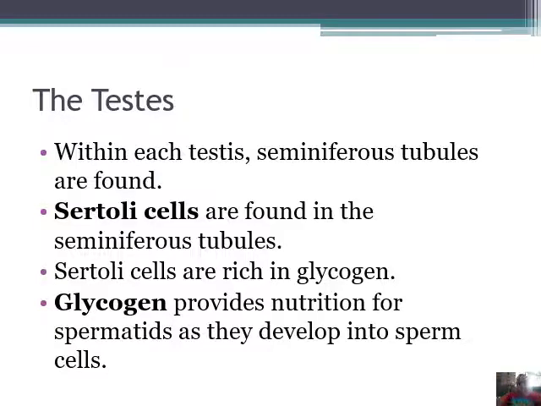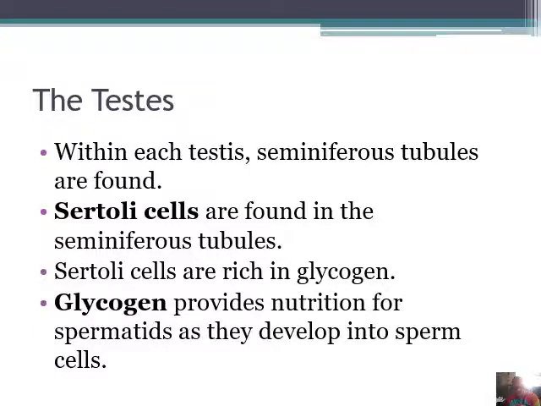Within each testicle, the seminiferous tubules are found, and those seminiferous tubules are lined with two specific kinds of cells. The first kind is the Sertoli cells. As a quick reminder, just remember Sertoli or Sertoli, depending on how you used to pronounce it. The Sertoli cells are found in the seminiferous tubules. They actually line the inside of the tubules themselves. They are extremely rich in glycogen.